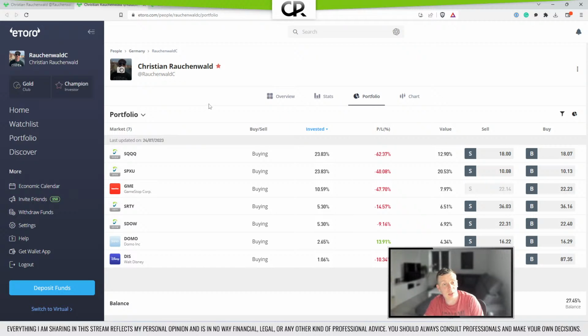Now, as said, since February, we also have some individual positions, and you can see, for example, that we still have Domo here, and we still have Disney here. Domo currently up 13.91%, Disney currently down 10%. We will look at that in a second as well.